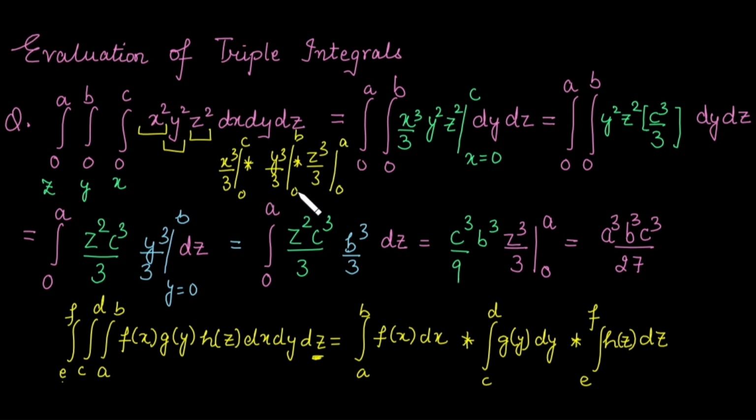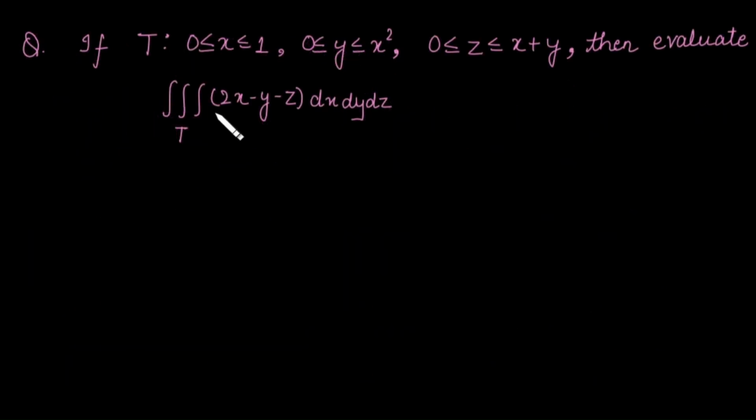When you simplify this, you will directly have this answer, that is a cube into b cube into c cube divided by 27. But this result is not applicable whenever we are not getting this form, as well as the limits are not constant. For example, in the next case, we need to find the triple integration of this function.